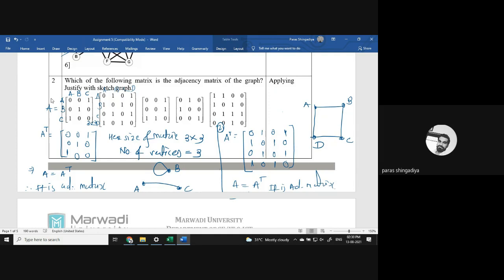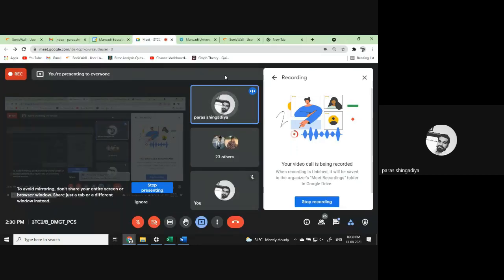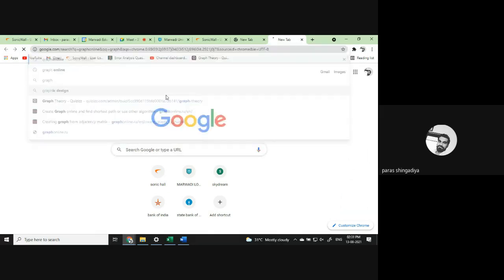Okay. Now that is for manual verification. And now we can also create a graph by using this online graph tool. Okay. So let's check how we can use this tool to create a graph. You just store the data of the matrix only, and then we can create the graph directly.